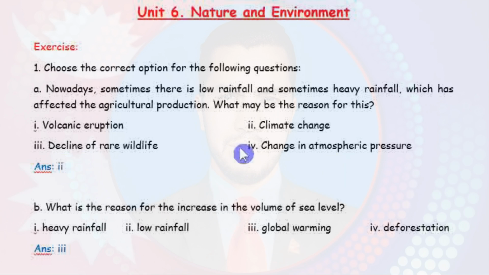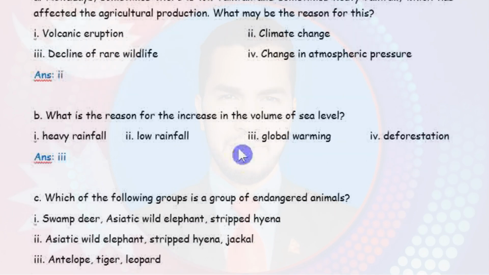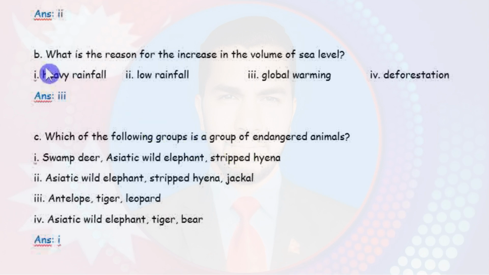Dear students and teachers, its correct option is option number 2, climate change. Sometimes there is low rainfall, sometimes heavy rainfall, means that the climatic pattern is changing. Okay, now let's go to the question number B.